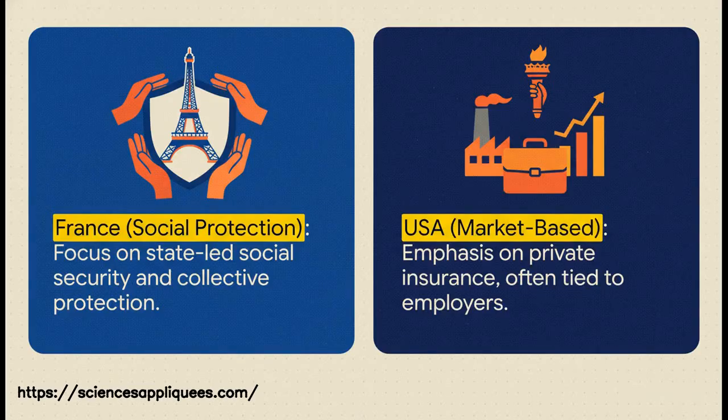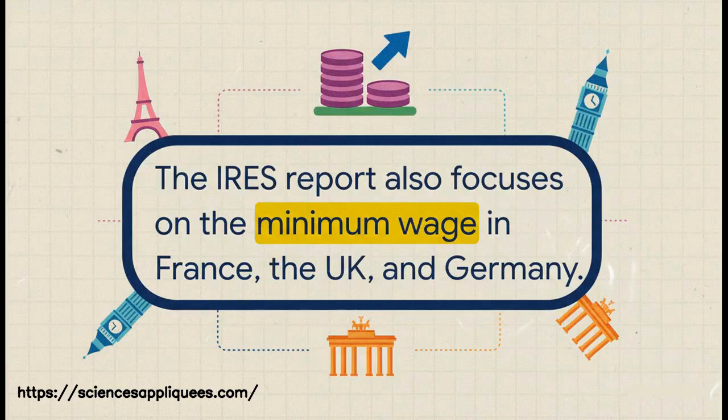So here's the crucial contrast. You've got the French model on one side, which is all about social protection and this idea of collective responsibility through the state. And on the other side, you've got the US model, which is much more market-based. There, private insurance, which is often tied to your job, is king. See how just this one comparison starts to reveal two totally different ideas about what the state should do for its citizens? And it doesn't stop there.